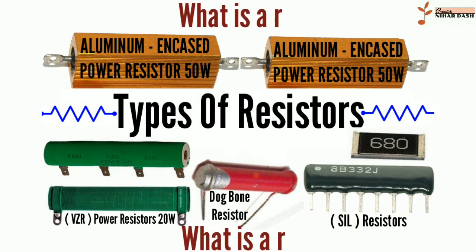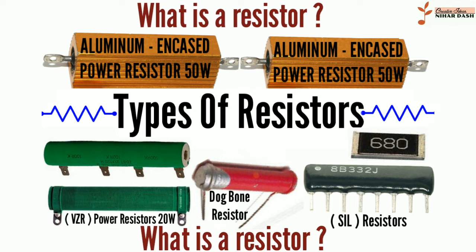What is a resistor? A resistor is a passive two-terminal electrical component that implements electrical resistance as a circuit element. In electronic circuits, resistors are used to reduce current flow, adjust signal levels, divide voltages, bias active elements, and terminate transmission lines, among other uses.